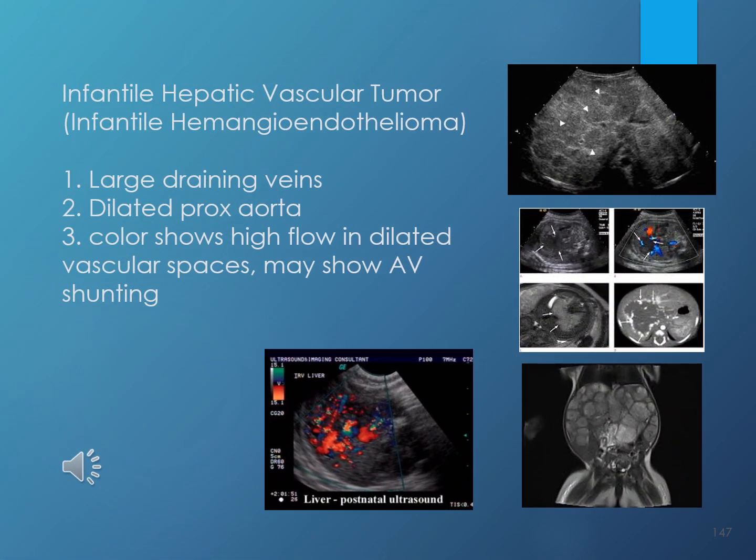Infantile hemangioendothelioma, again, is a vascular tumor. So on ultrasound, you're going to see large draining veins. You might see a dilated proximal aorta. Color can show high flow in dilated vascular spaces and may show that arteriovenous shunting.